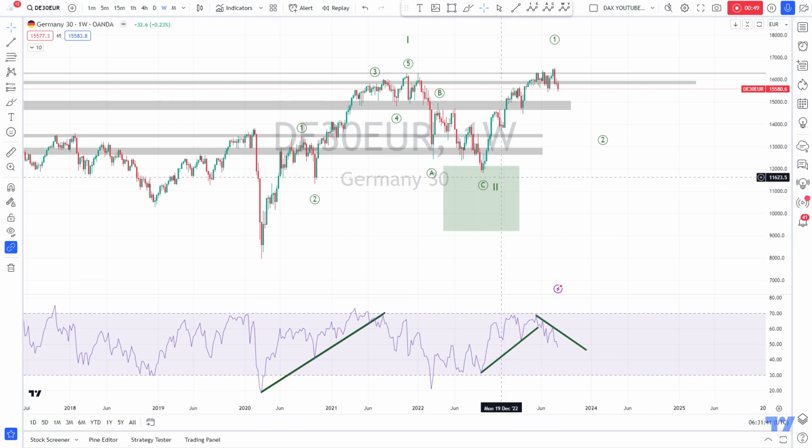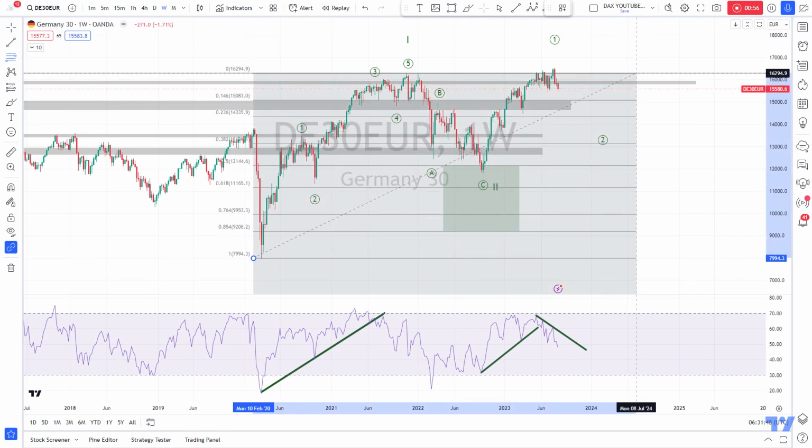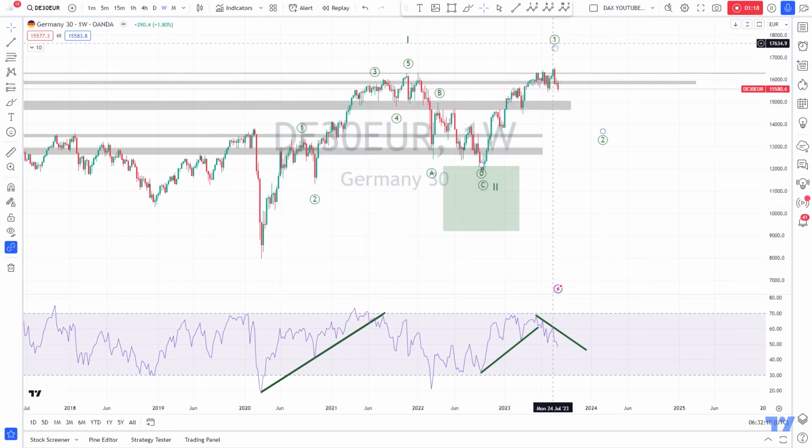We fulfilled the minimum requirements for a wave two. So a wave two is supposed to go in the area between the 0.5 and the 0.854 FIB retracement. We touched this level, and now from here we went back up again. This also looks like an impulsive structure now, and so now, the question is, is this wave one finished or not?